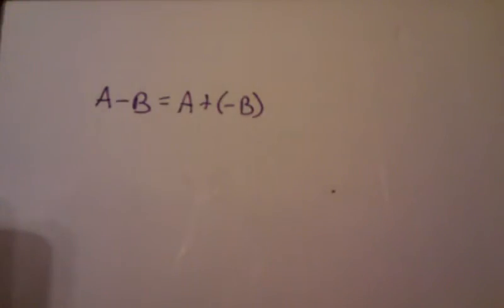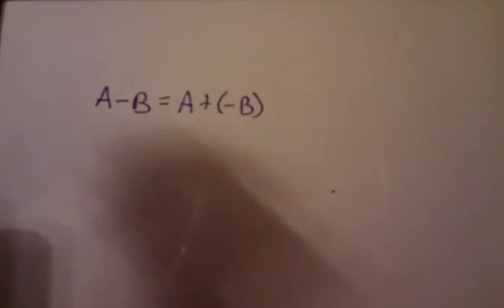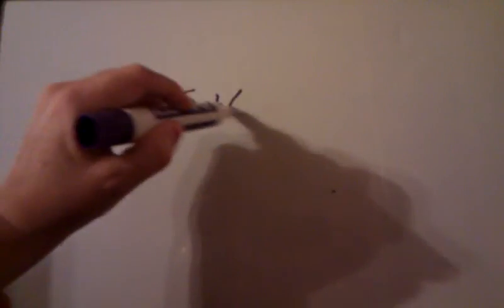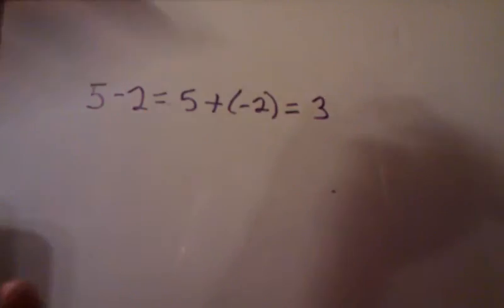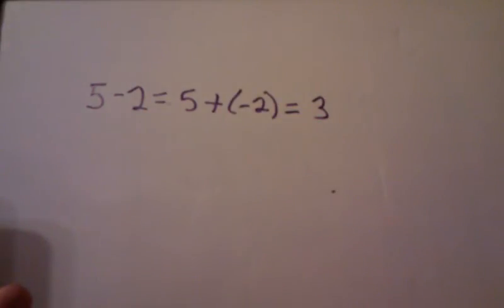Okay. Well, let's do a few of these examples. Let's look at the first example. 5 minus 2 equals 5 plus negative 2. And we know that 5 minus 2 is 3. That's nothing new.